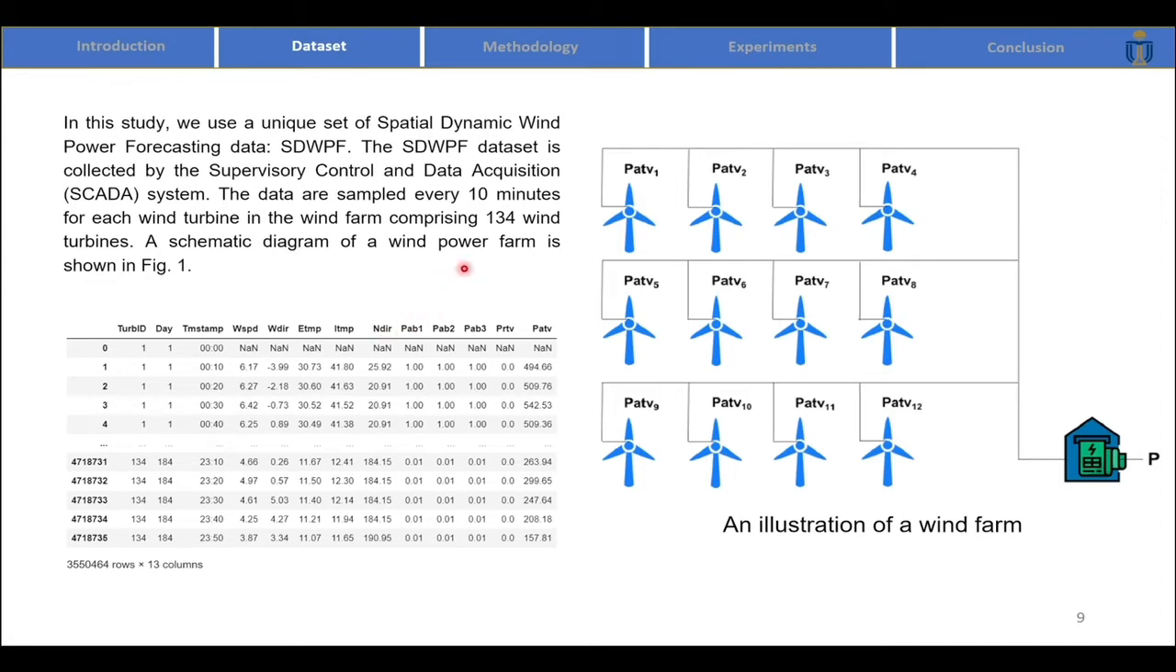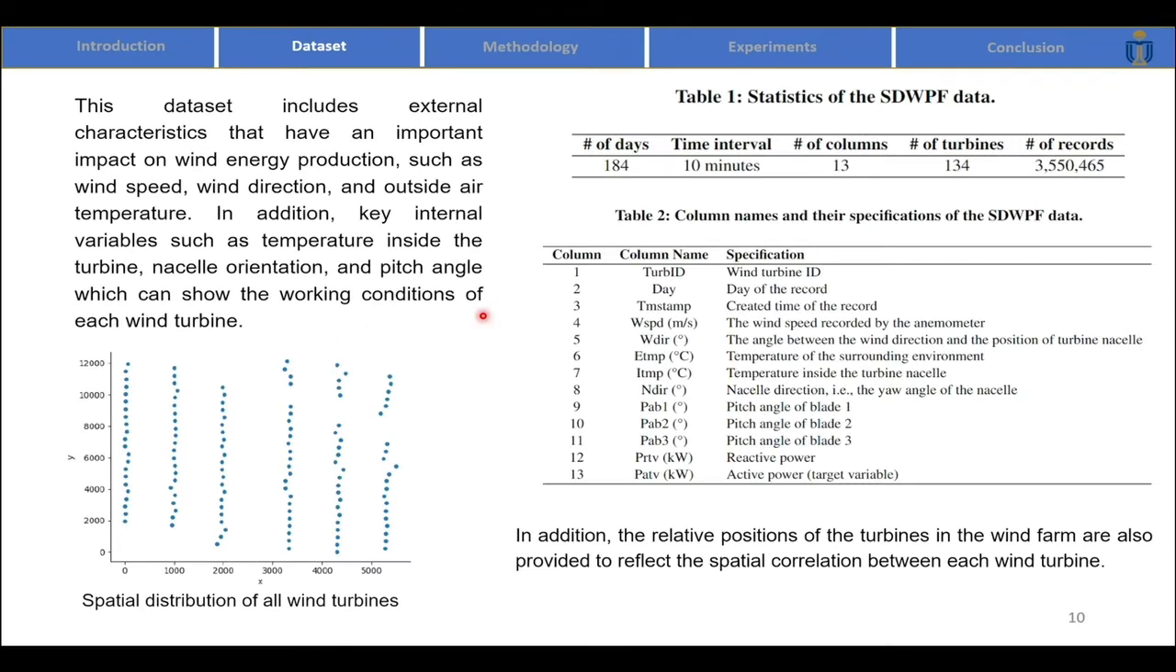In this dataset, it totally contains 134 wind turbines. This table is what the dataset looks like. From this table, we can see that the dataset records those variables every 10 minutes for each turbine. Let's see what every column means. Table 2 shows the column names and their specifications of this dataset.